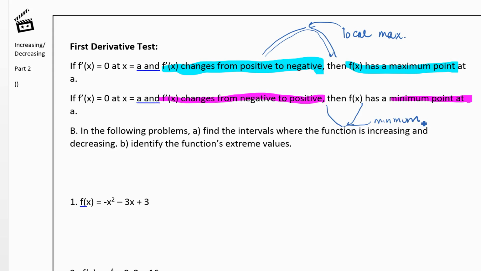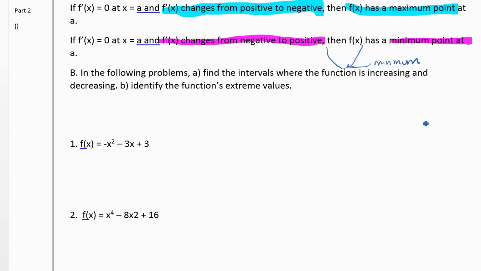This says in the following problems, find the intervals where the function is increasing or decreasing, and then identify the function's extreme values. We already did half of what we're doing here in the last one, but we're now going to actually talk about the minimum or maximum values. So our first function here is f of x equals negative x squared minus 3x plus 3. We're going to take our derivative, which will be negative 2x minus 3.